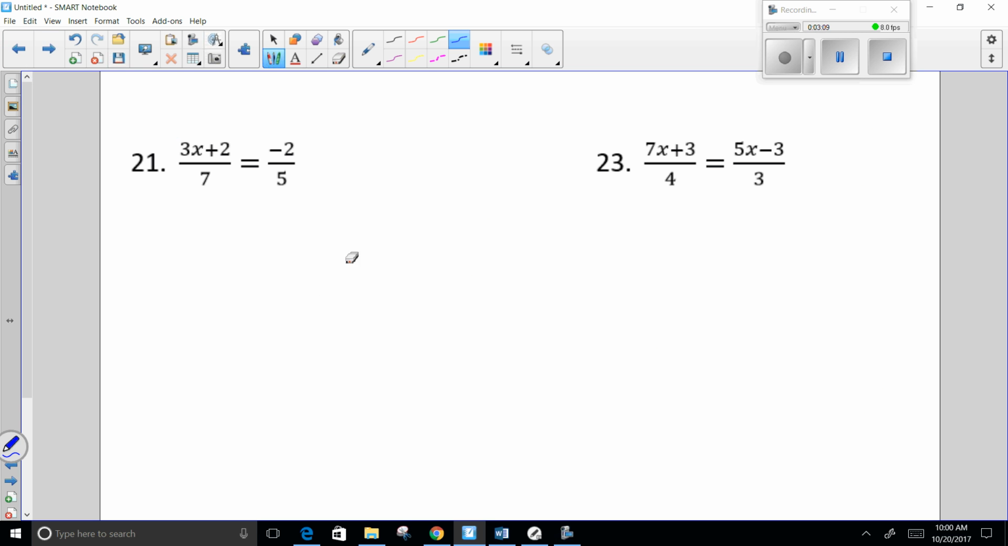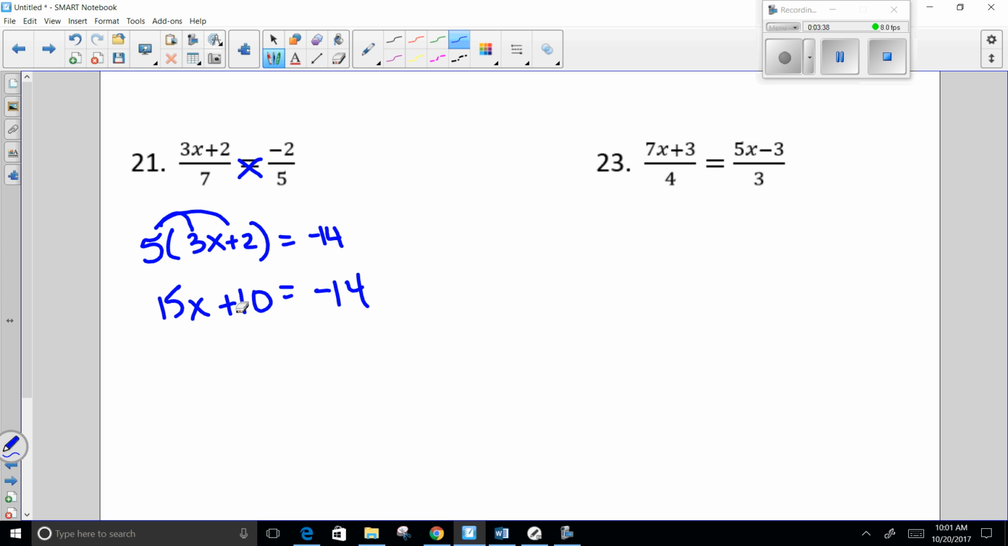Okay? Now, here are some more proportions. A fraction equal to a fraction. Again, cross multiplication. When you cross multiply, you take 5 and multiply it by the entire numerator of 3x plus 2, equals the other multiplication of 7 times negative 2, which is negative 14. Again, you have distribution, so you distribute the 5, and you get 15x plus 10 equals negative 14. This is a two-step equation.